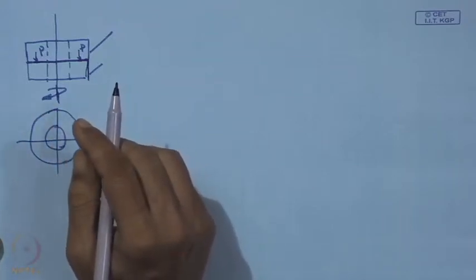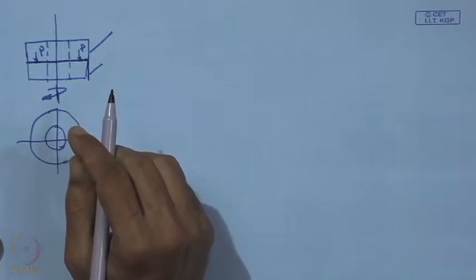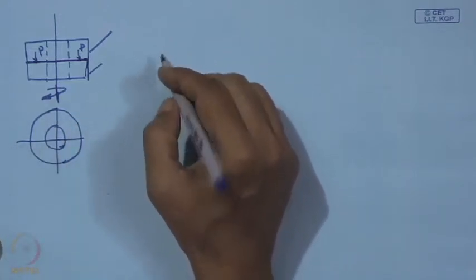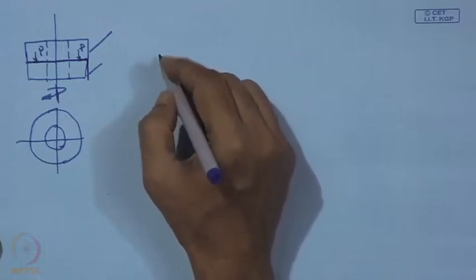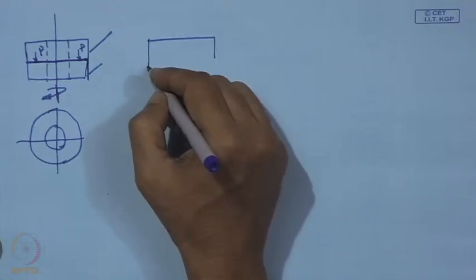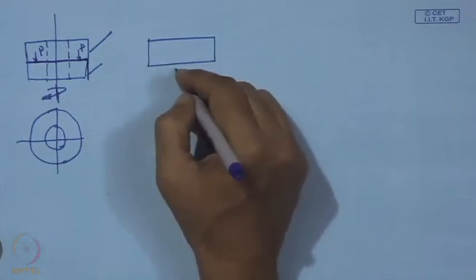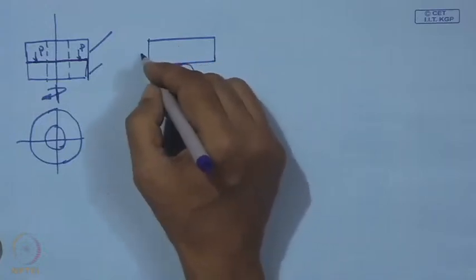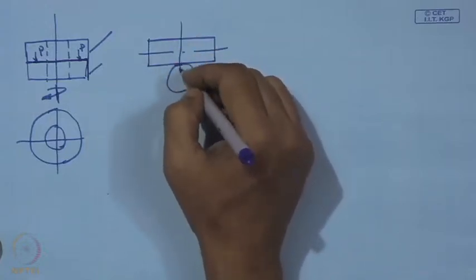So, this is actually a thrust washer. Cross cylinder. Cross cylinders can also form one tribo pair. This is one cylinder at the top and at the bottom this is another cylinder. So, they are at right angle.